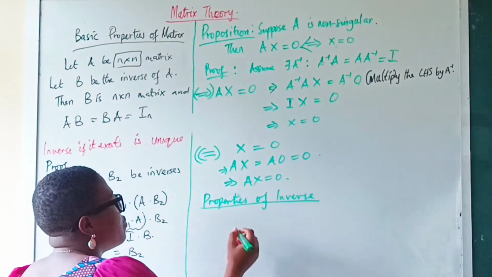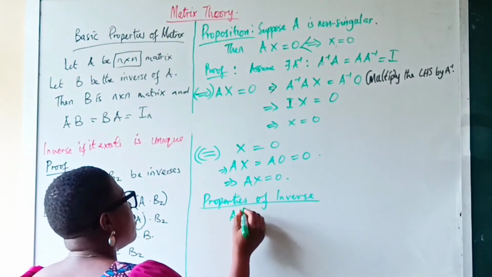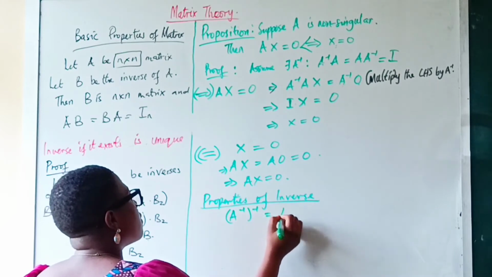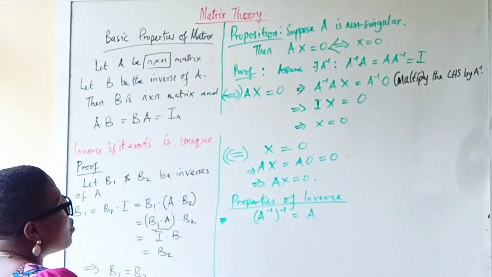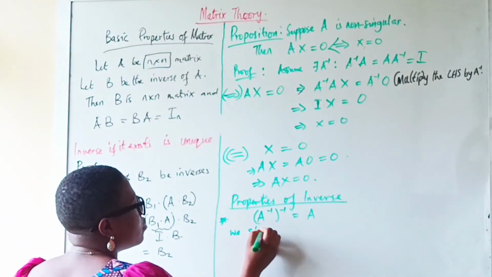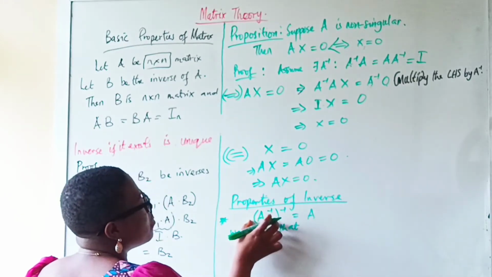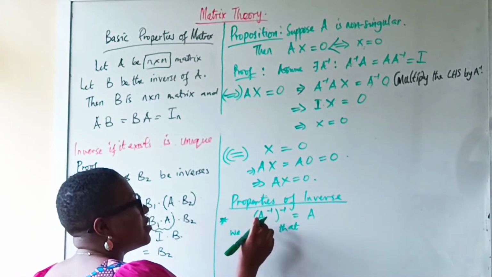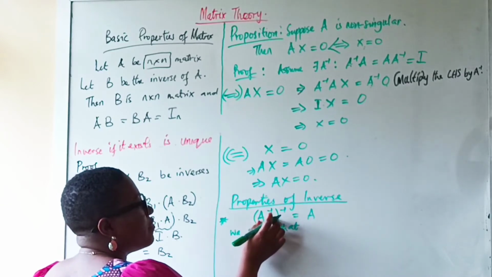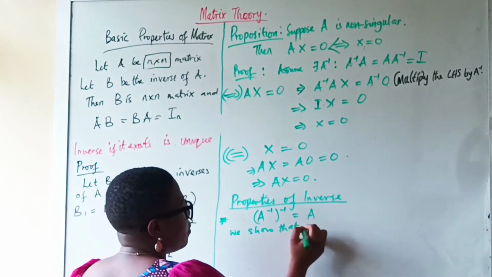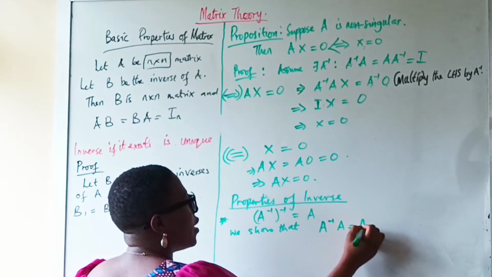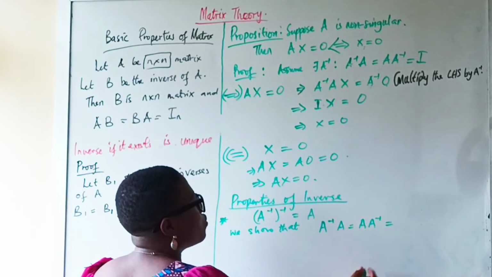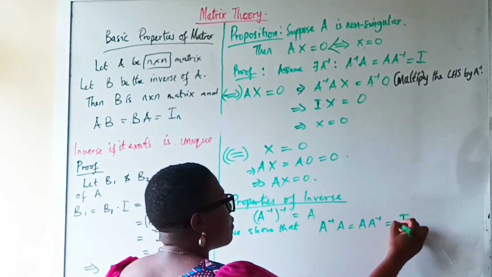The first property of inverse is that the inverse of A inverse is equal to A. So what are we supposed to show? We show that A inverse times A is equal to A times A inverse is equal to I. That's what we do.